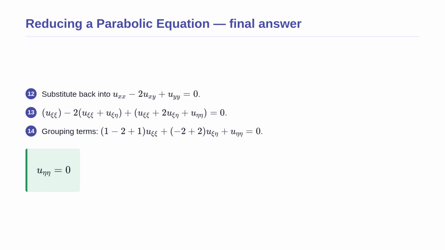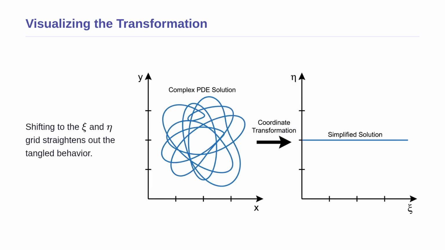Let us visualize what we just accomplished mathematically. On the left side of this diagram, you see the solution plotted in our standard x and y coordinates. It looks like a tangled, overlapping mess. The complexity comes from looking at the equation from the wrong perspective. On the right, we see the exact same system after our coordinate transformation to the xi and eta grid. By shifting our perspective, the tangled behavior straightens out completely into a simple, clean line. The geometry perfectly matches the physics.